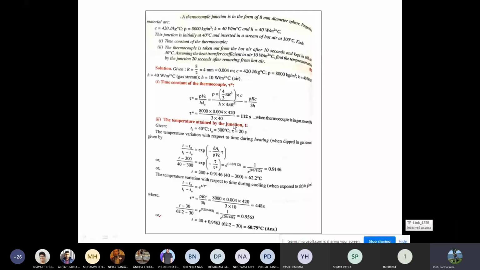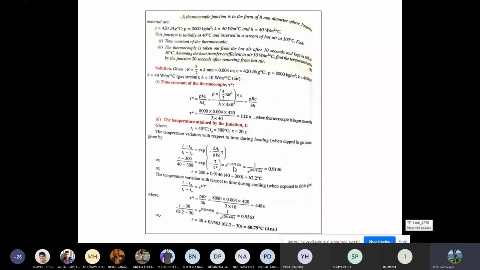Now the temperature attained by the junction T: initial temperature 40 C, ambient air given 300 C, tau 20 seconds. So you write the expression (T minus T infinity) by (Ti minus T infinity) equals exponential of minus H S by rho V C times tau. You have to determine the temperature, right? Initial temperature is 40 C, ambient air is 300 C. Exponential you can write as minus tau by tau star. Tau star you have already determined, 112 seconds. Tau is given as 20 seconds. So you put in the values and then solve for it.